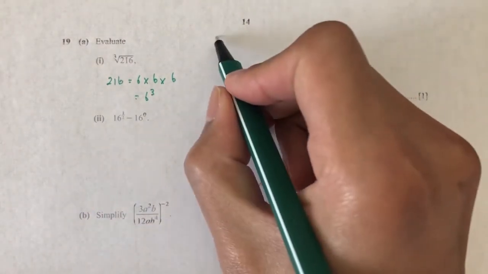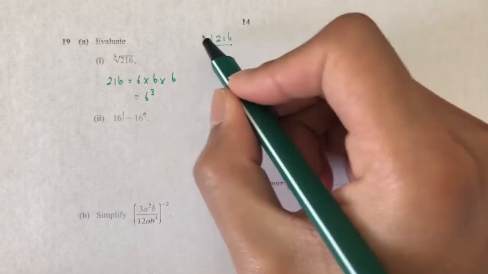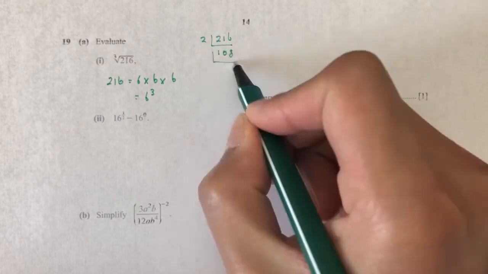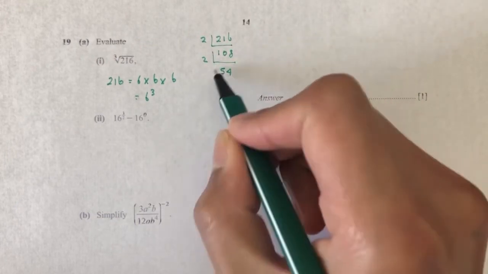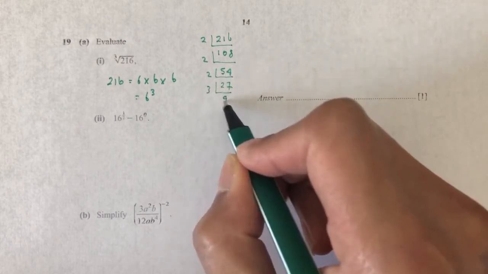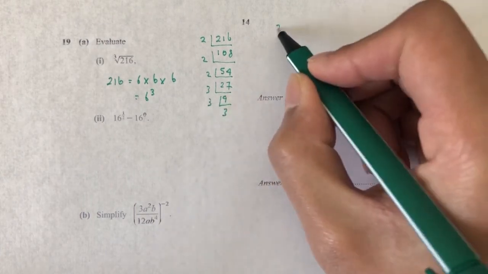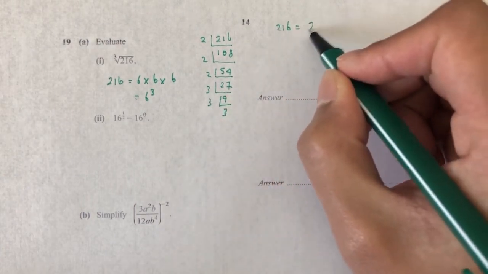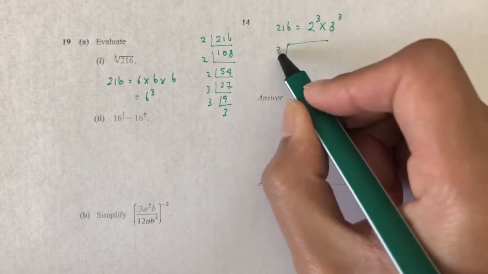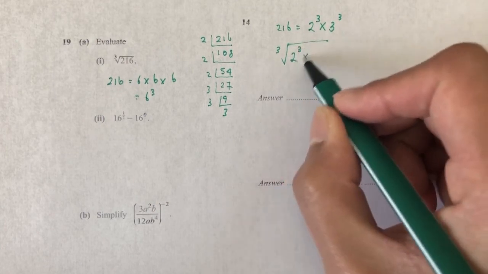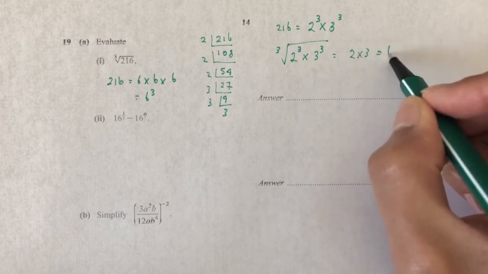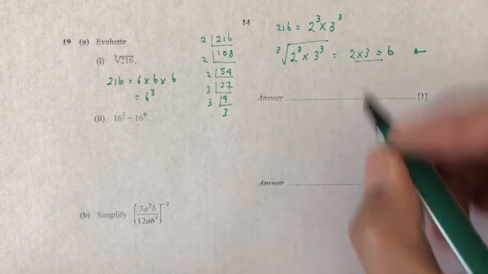So you can do 216 divide by 2. We have 108. Divide by 2. We will have 54. Divide by 2. We will have 27. Divide by 3 will be 9, 3, and 3. So 216 is equal to 2 power 3 times 3 power 3. And the cube root of 2 power 3 times 3 power 3 is equal to 2 times 3, which is 6. So your answer for part A is 6.